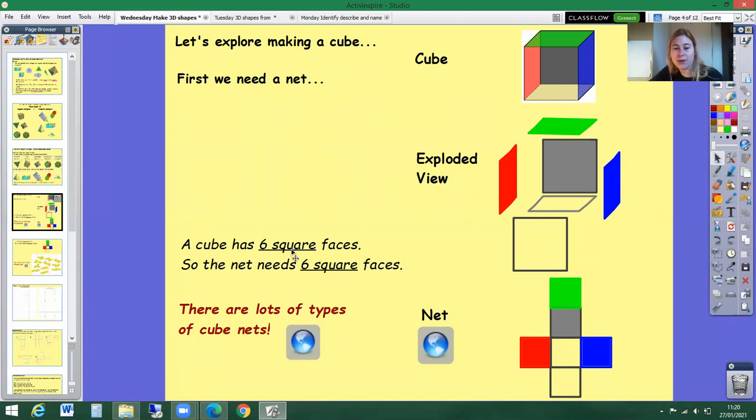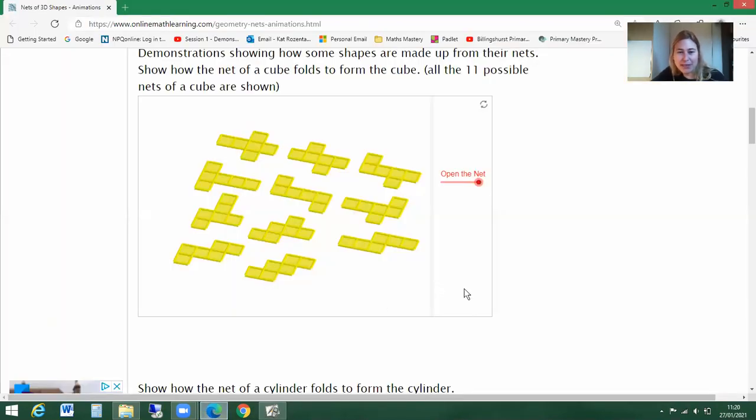So a cube has got 6 square faces. So the net needs to have 6 square faces. And we explored this shape of net yesterday, didn't we? But I want to just show you something, because there are lots of different types of cube nets. And I think you had a task yesterday to explore the different types of cube nets. And I just want to show you something pretty cool.